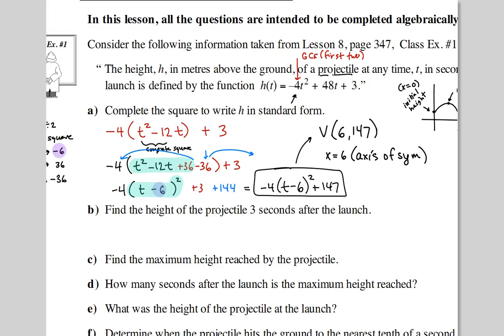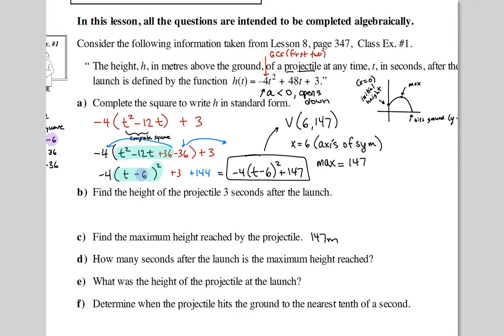Okay, so is it a max or a min? It's a max because it's opening down. That's what this a value tells us here. A less than 0 opens down. And because it's a max, it will be the y value of the vertex, so the q. Okay? So we can fill in C, 147. And we can fill in D, how many seconds it takes to reach that maximum height? 6.